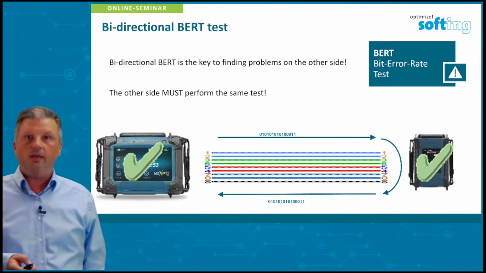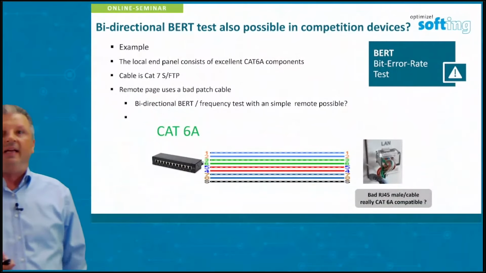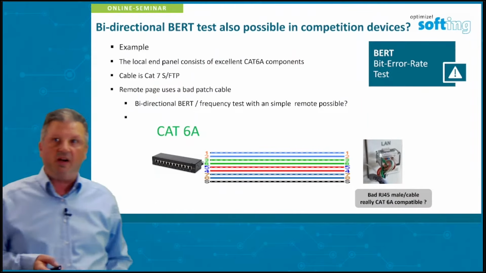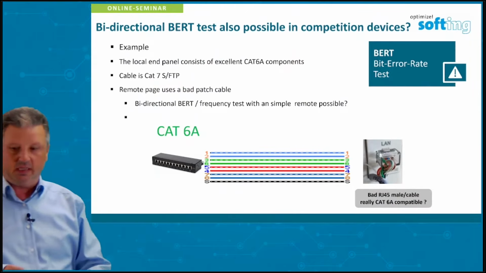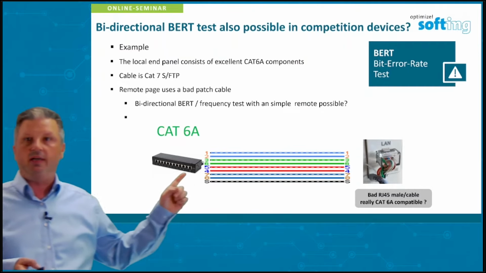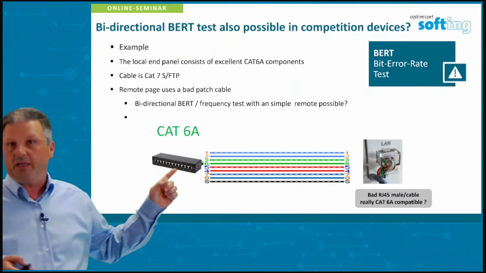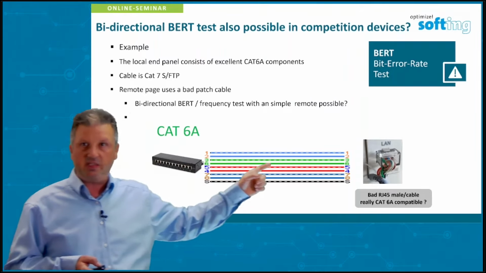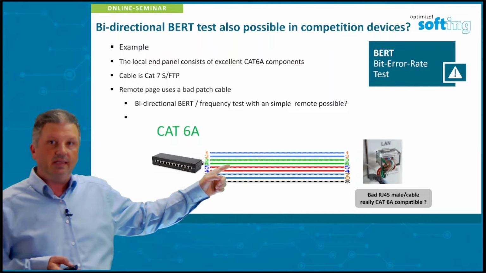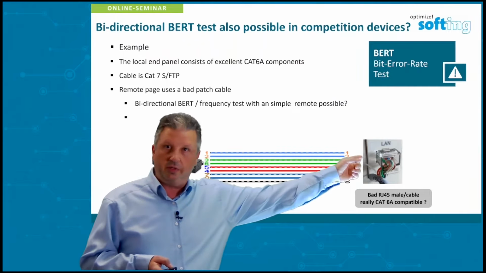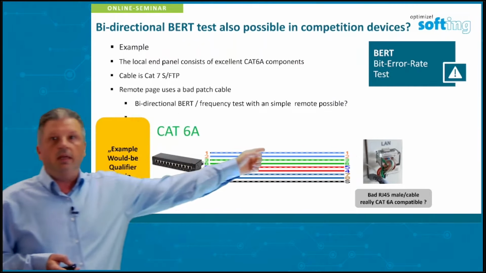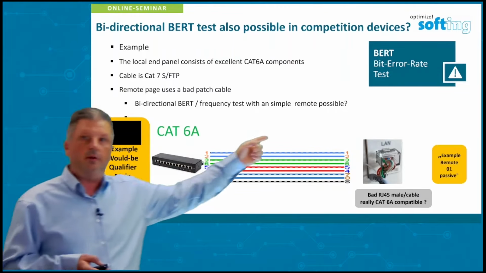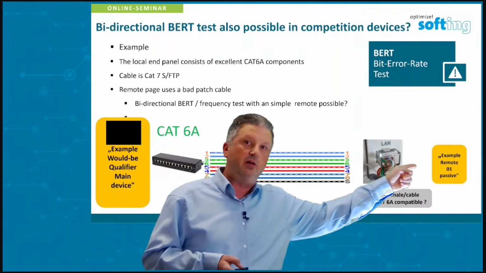When we are looking at competition, what are they doing in the same market of qualification of cablings? Here is an example. You have a Cat6A patch panel, normal use. It's completely designed, and the cabling is connected to the wall on the other side. Then on this side we have connected the devices. There's a main unit, and on the other side we have a passive remote.